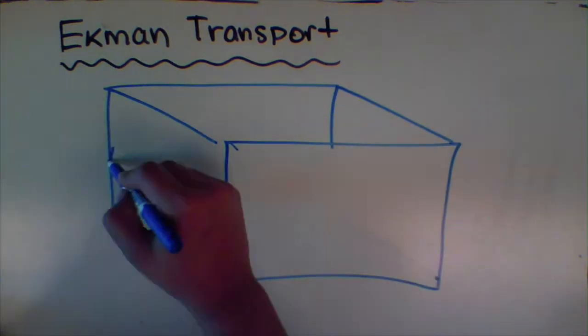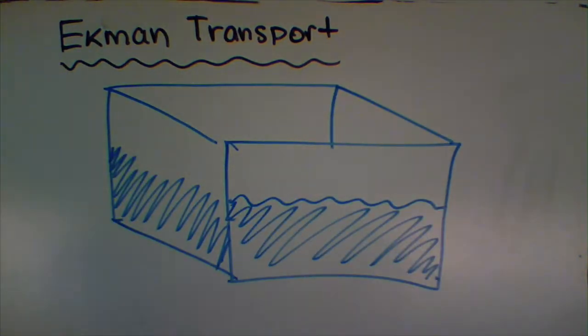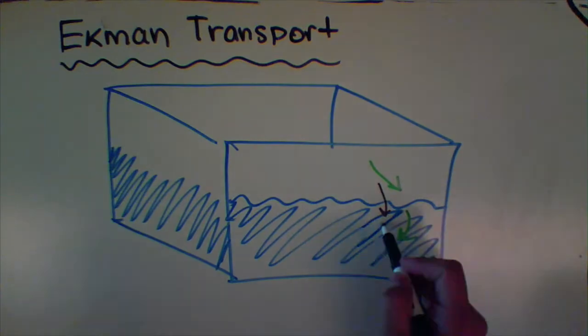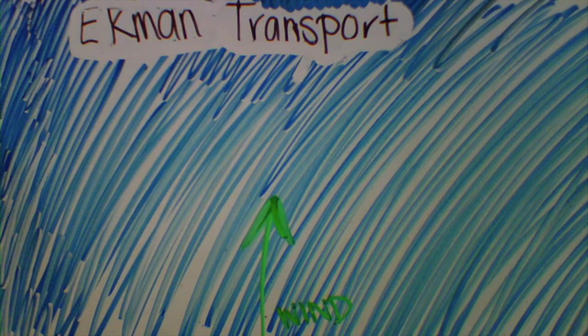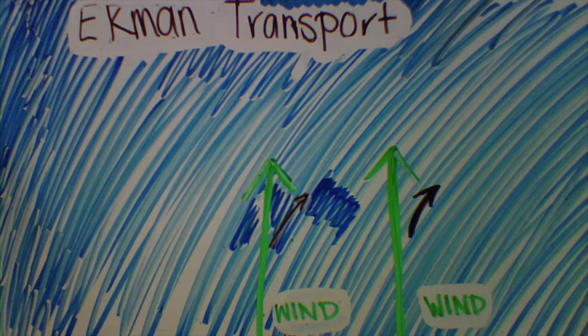water deepens. This deflection spiraling down is called the Ekman transport, while the net water transport direction is about 90 degrees away from the original wind direction. The surface transport deflection is only 45 degrees.